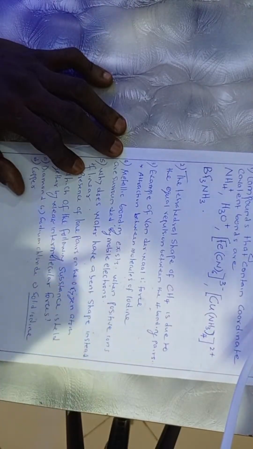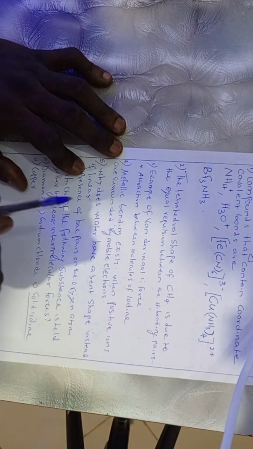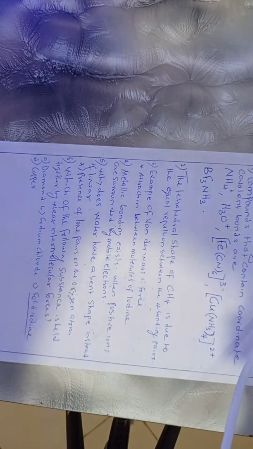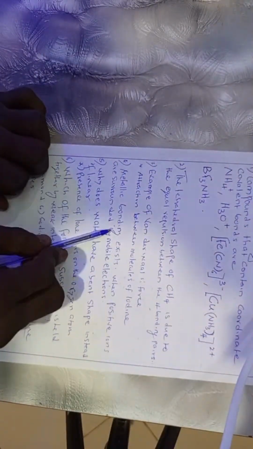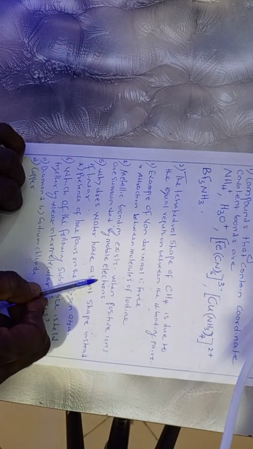Another point I would love you to also know is examples of van der Waals forces, that is compounds or species which contain van der Waals forces in them. These are typical exam questions you are going to see. Now, an example is iodine molecule. So iodine molecule exhibits van der Waals forces within them. Now, talking about metallic bonding, it exists when positive ions are surrounded by mobile electrons.